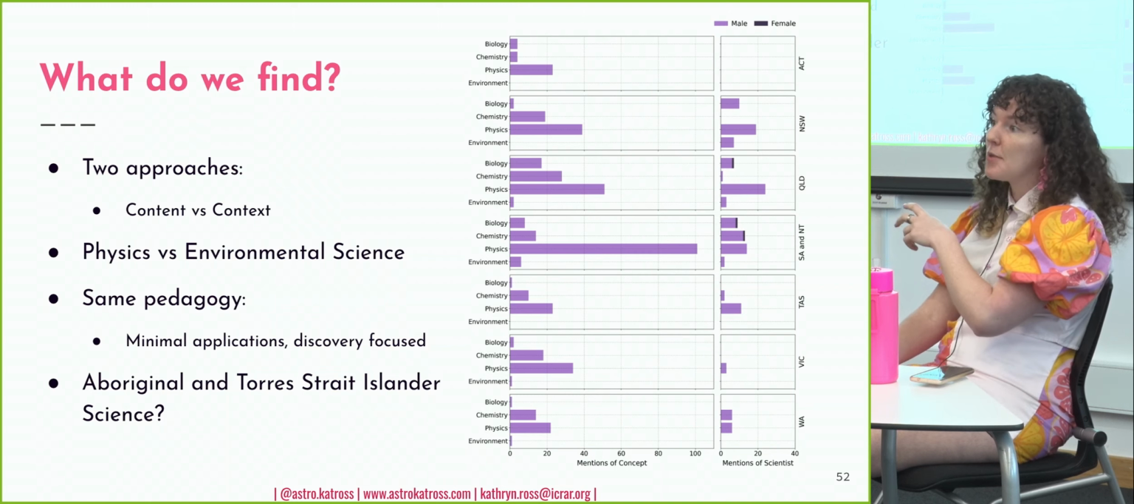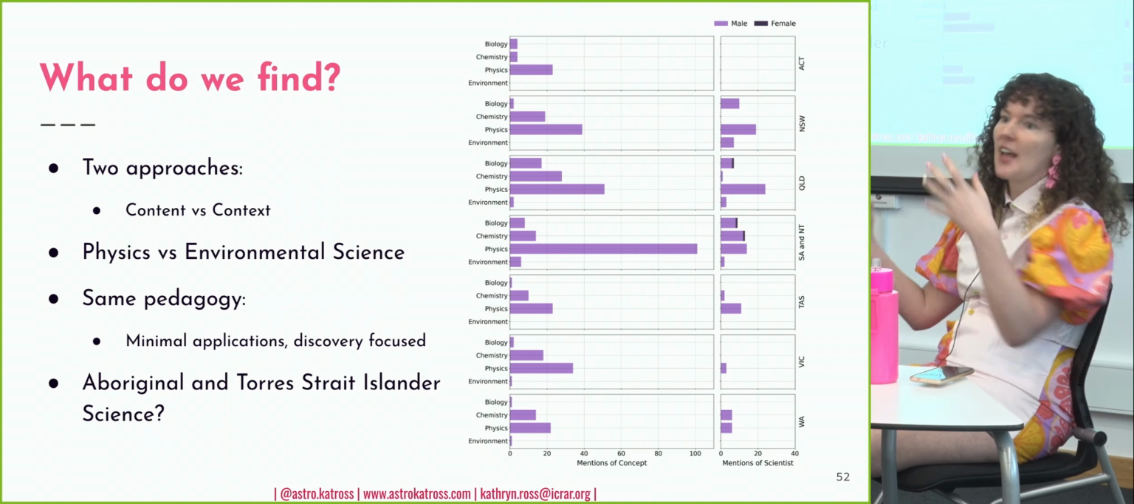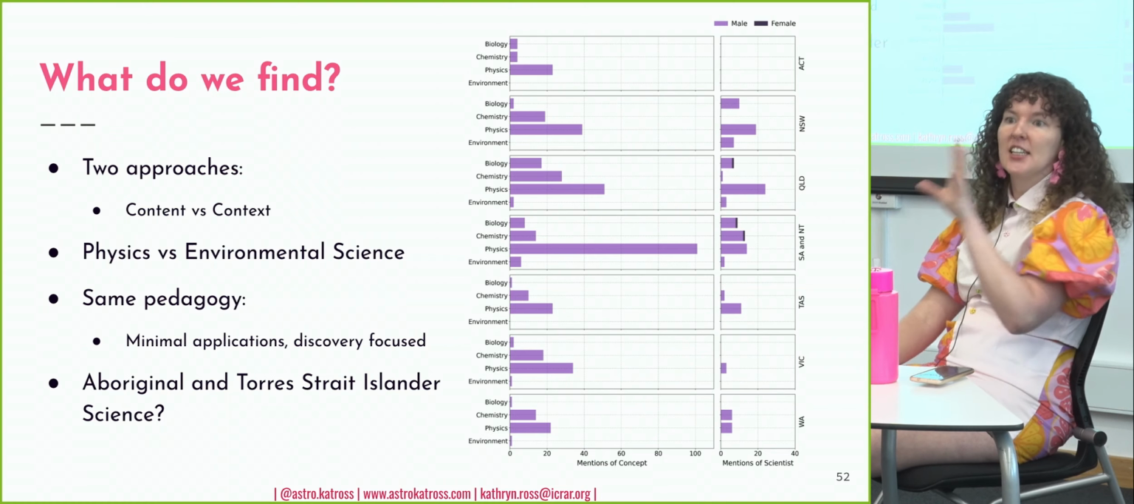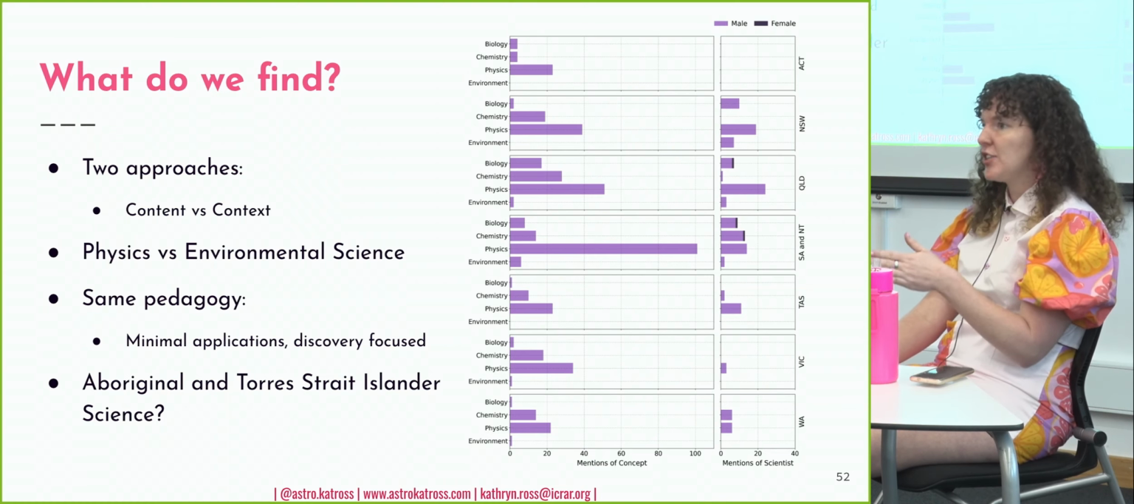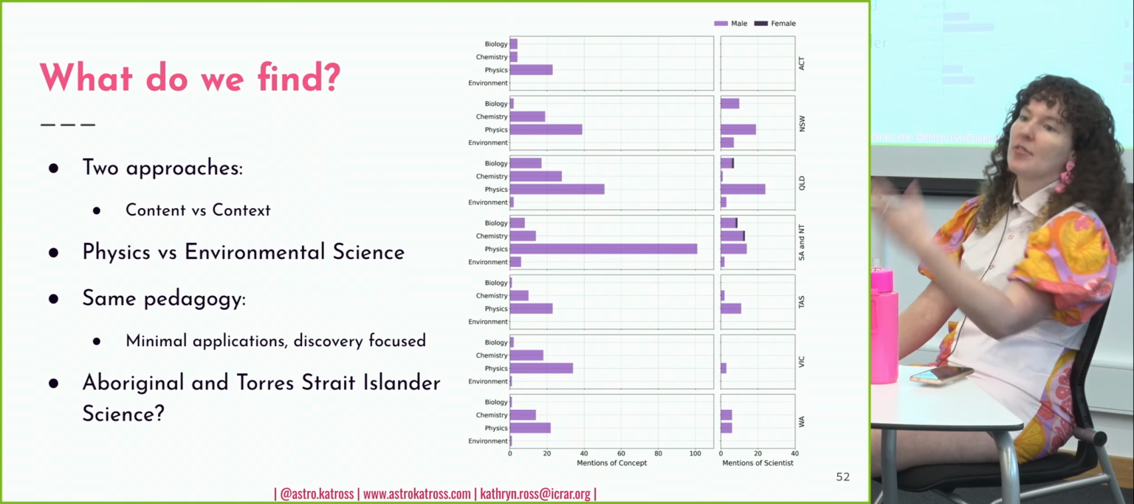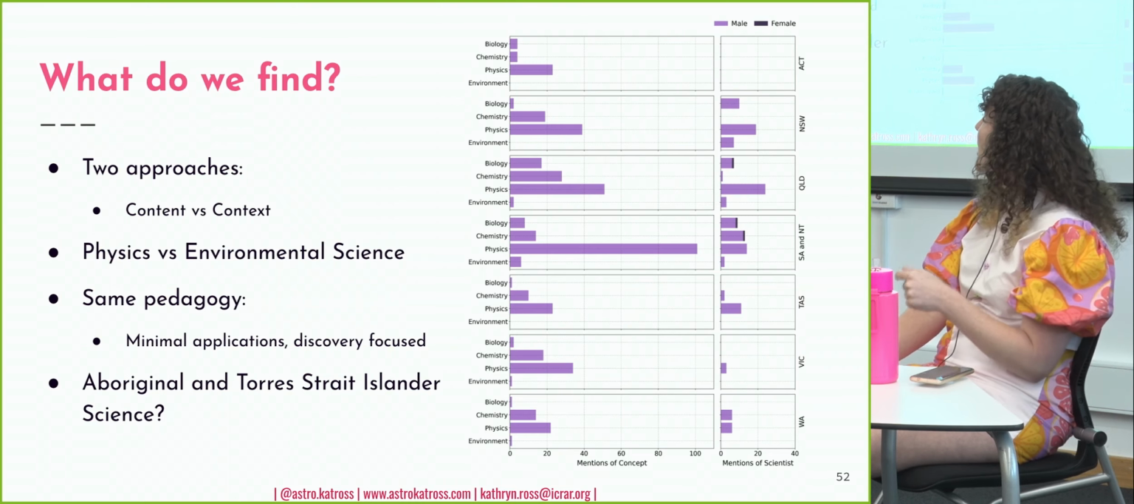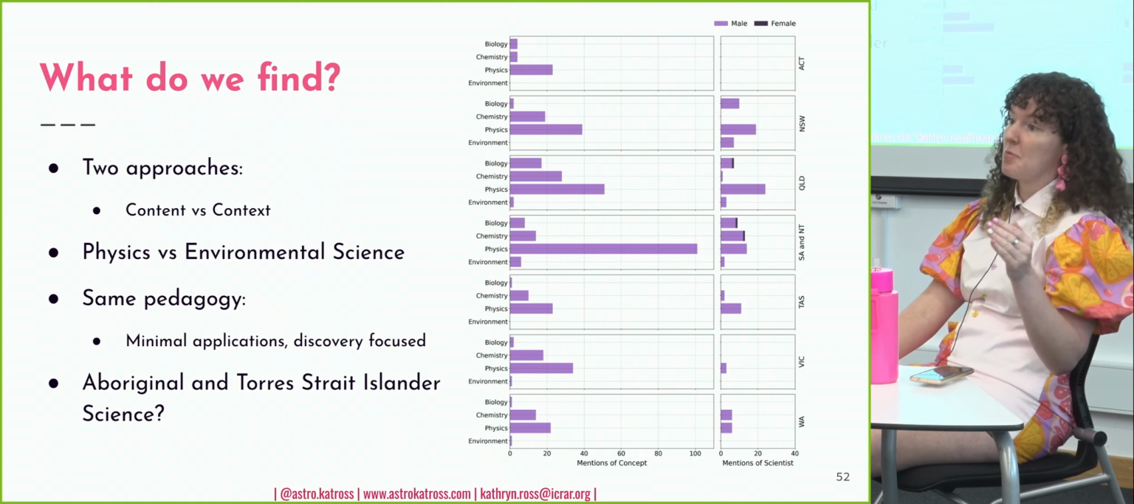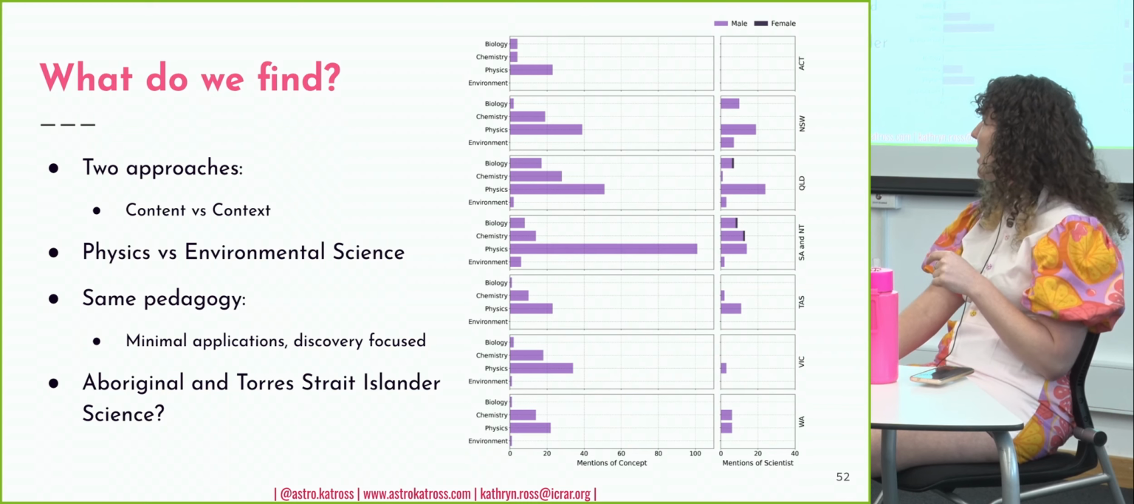So there's not really mentions of scientists themselves. There's not really mentions of anything in the historical sense. We're really only mentioning them because it's named after that person, we have to. ACT doesn't have a single mention of a scientist. It is only concept mentions, and Victoria is really not far behind.